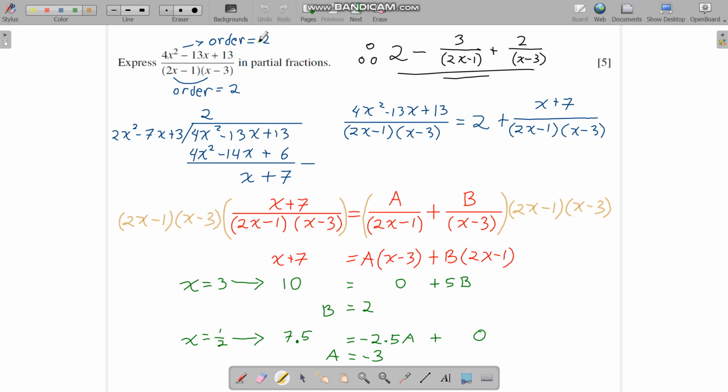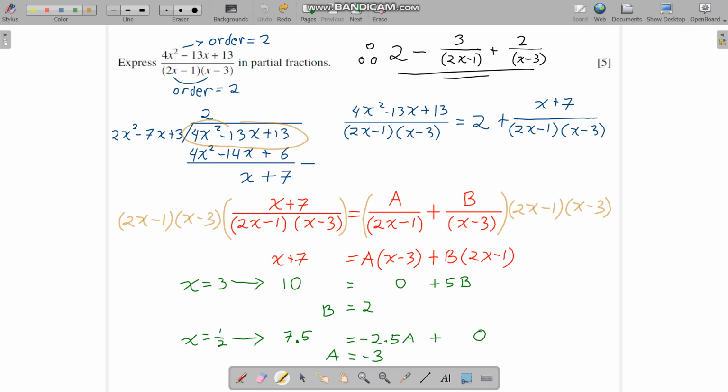The first thing we want to do is to check whether it's improper or proper. The order is 2 because of 4x squared. The order is 2 because of 2x times x squared. So it's improper. We have to do polynomial long division.